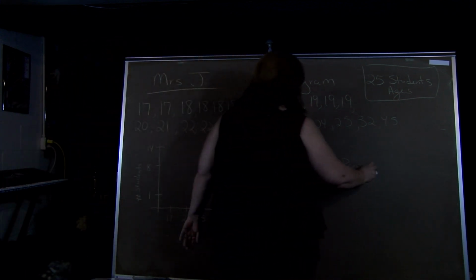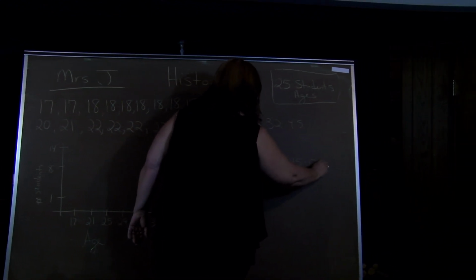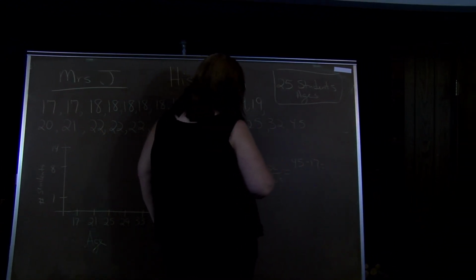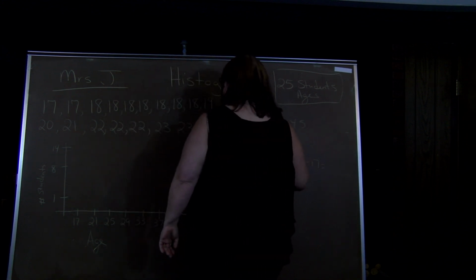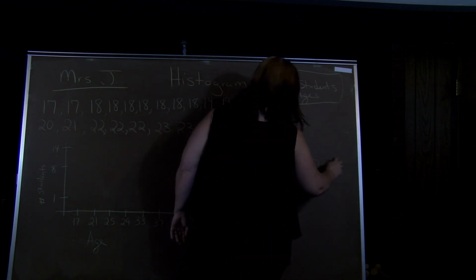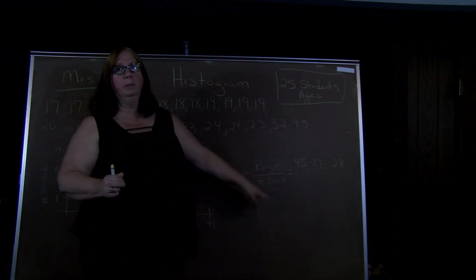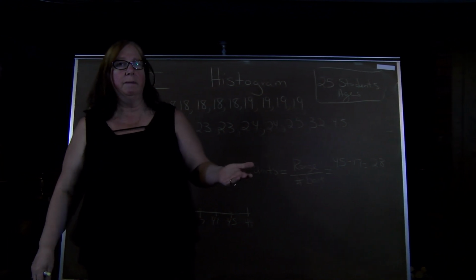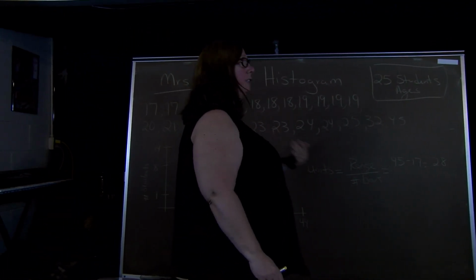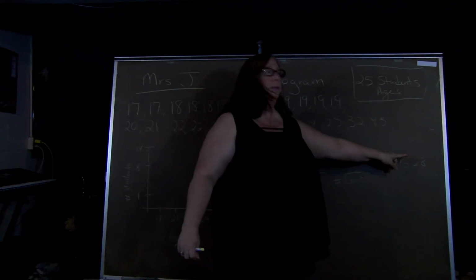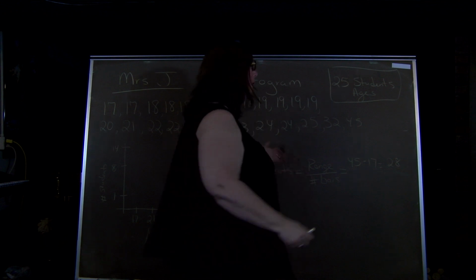So my range, we know, is the largest value minus the smallest value, or in this case, 28. And then you divide by the number of bars. Sometimes you're given how many bars you need to have, or sometimes you get to choose. Well, I get to choose. So by looking at the range, it's nice to have it a whole number. I'm going to divide by 7. So I'm going to make 7 bars.